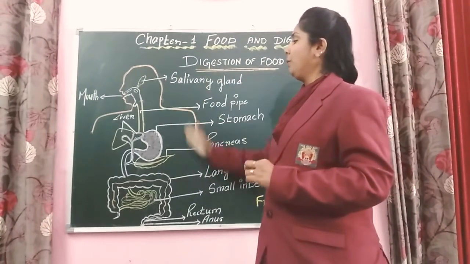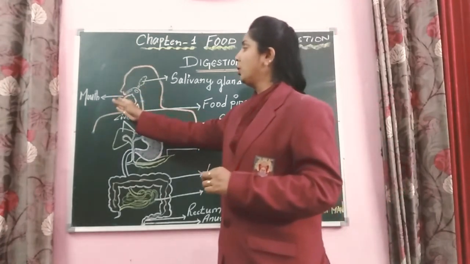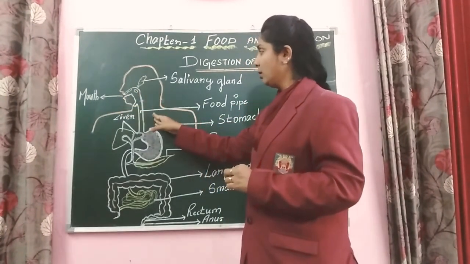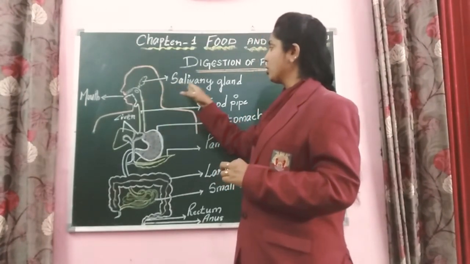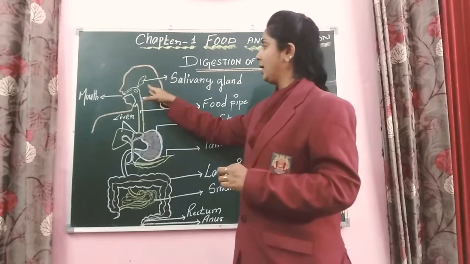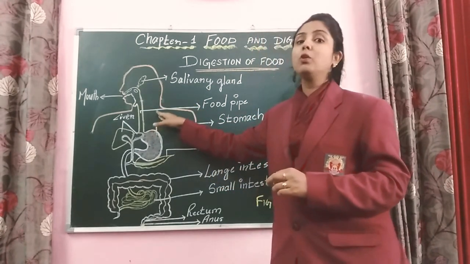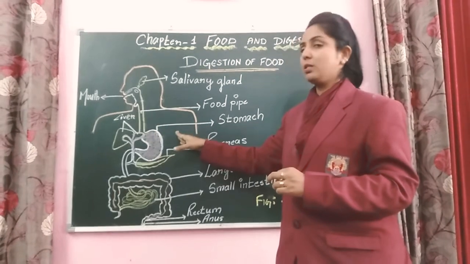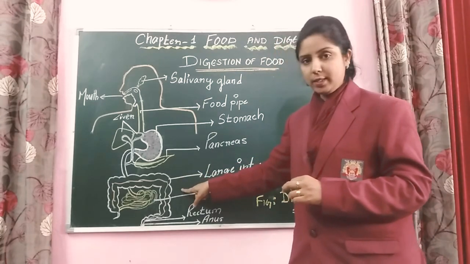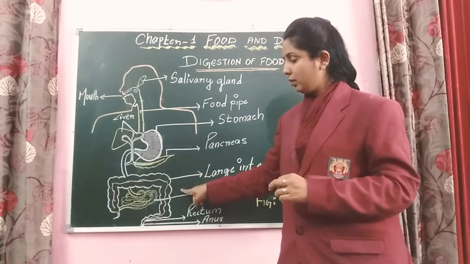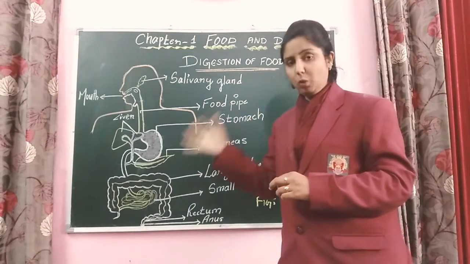So, with the help of the digestive system of man, we have seen that first the food enters the mouth, then inside the mouth saliva is secreted by the salivary gland and mixes with the food, and then it enters the food pipe. Through the food pipe, it enters inside the stomach. From the stomach, it enters inside the small intestine, from where it is absorbed by the blood vessels of the small intestine and carried to the overall parts of the body.